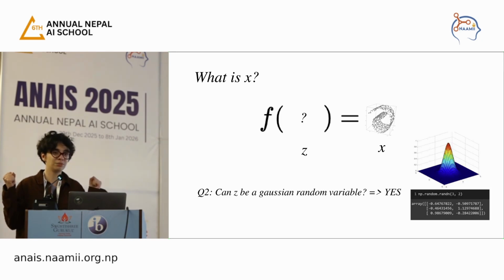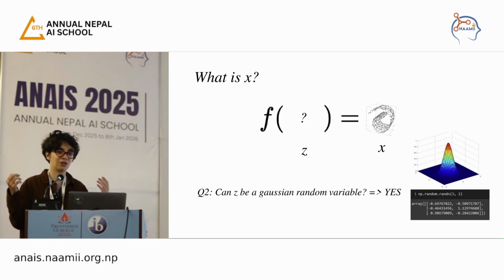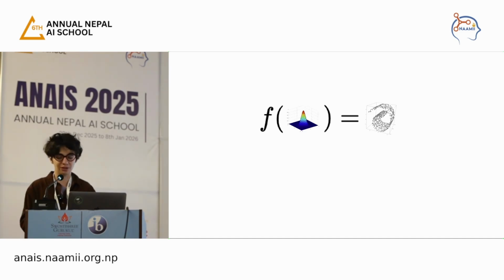Okay, so we have some intuition for what we are about to design. We need this neural network. The input will be Gaussian, right? And the output will be what we want to learn. Let's go. Let's find out how people did this.